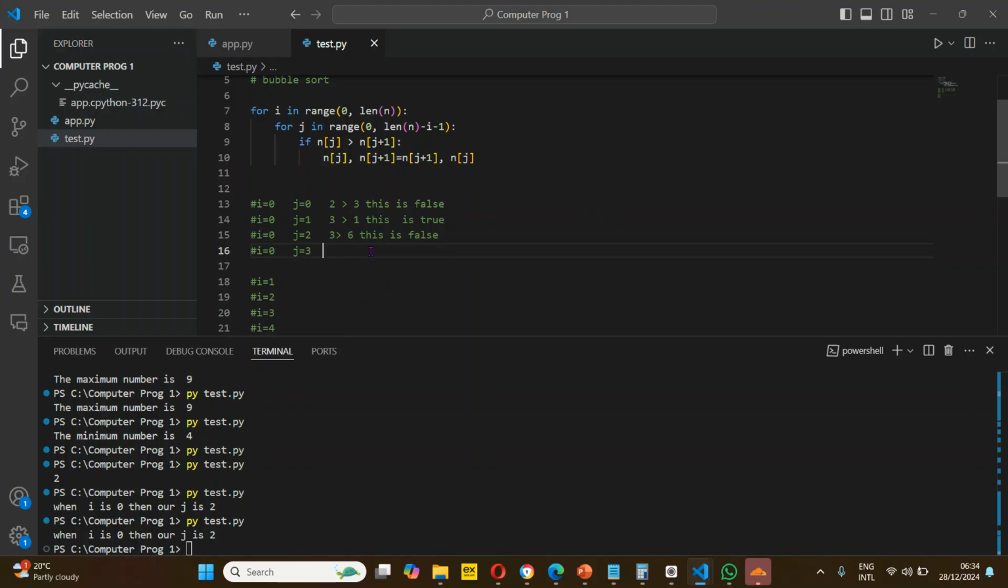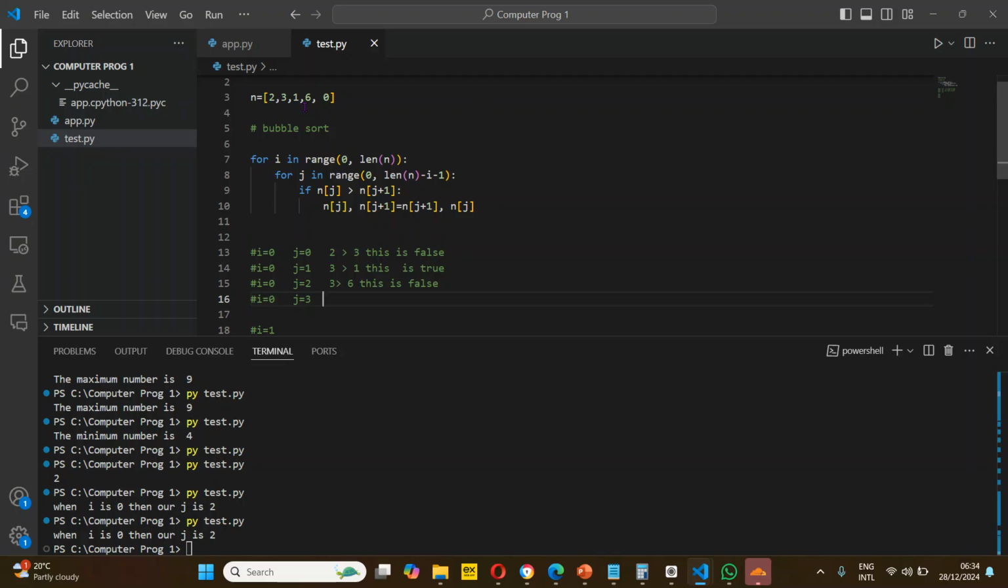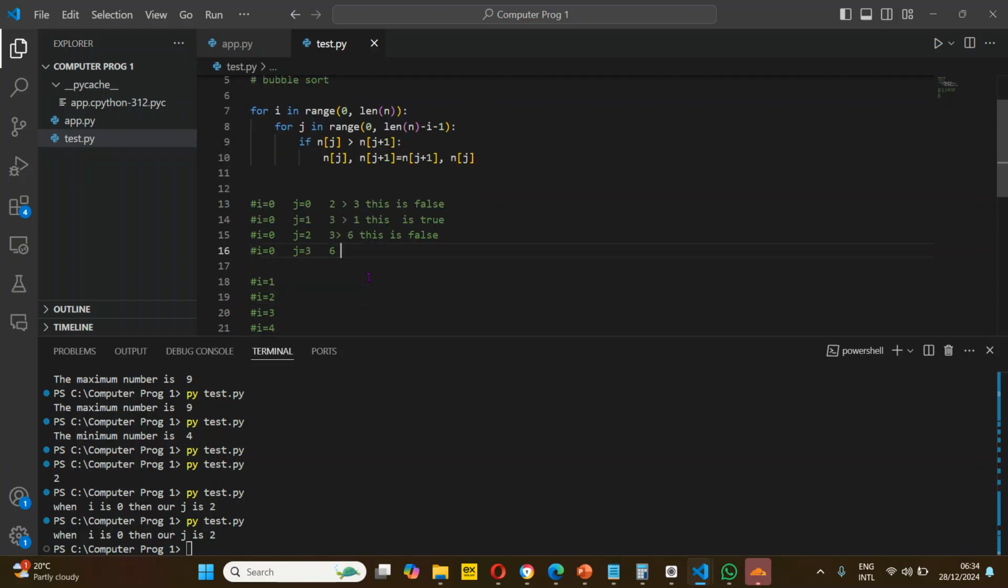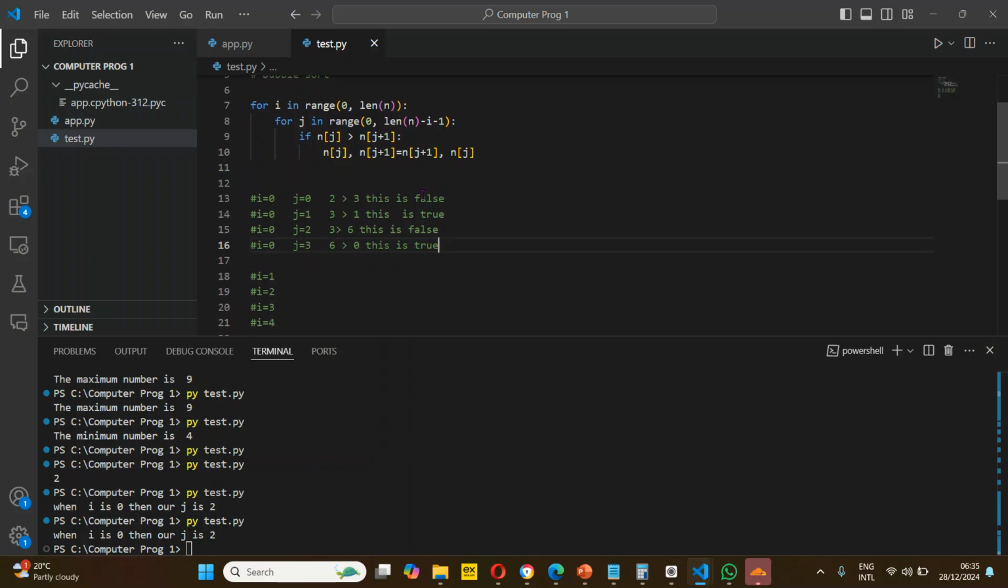So now when j becomes 3, is 6 greater than 0, right? It means this is true. So 6 goes down, 6 takes 0's position, and 0 takes 6's position. That is how it keeps on doing this. It goes back again and starts the iteration over again, right? So in the first iteration, when i becomes 0, the list will be like this.